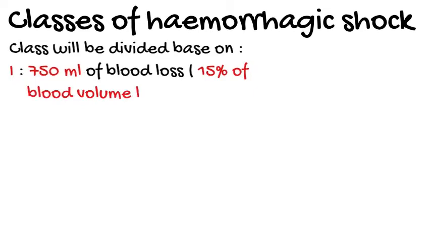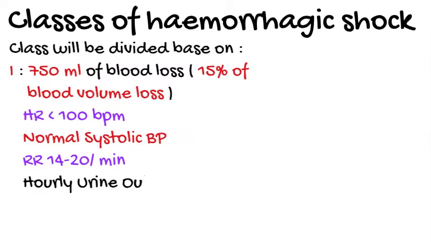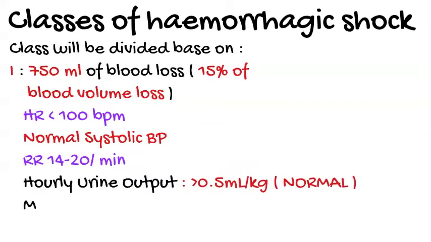A, the blood loss. B, the heart rate. C, the systolic blood pressure. D, the respiratory rate, RR. E, the hourly urine output measurement. F, the mental status. And G, finally, the management of each class.